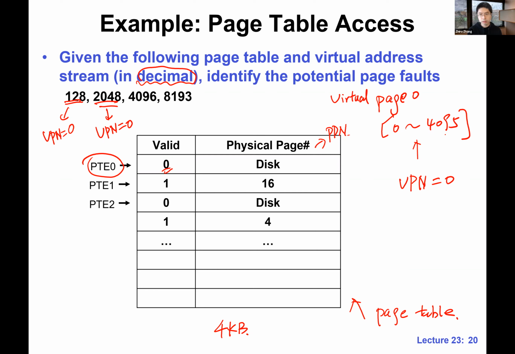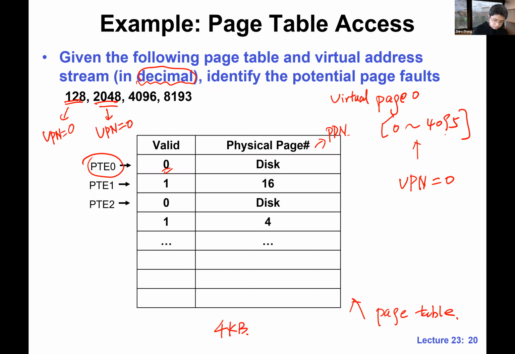Can one of you unmute and chime in? If you're confident with your answer, that's a correct answer. The answer is no. The second access is not a page fault. Why is that? Valid bit is 1, so on. Okay, but this is a good answer.